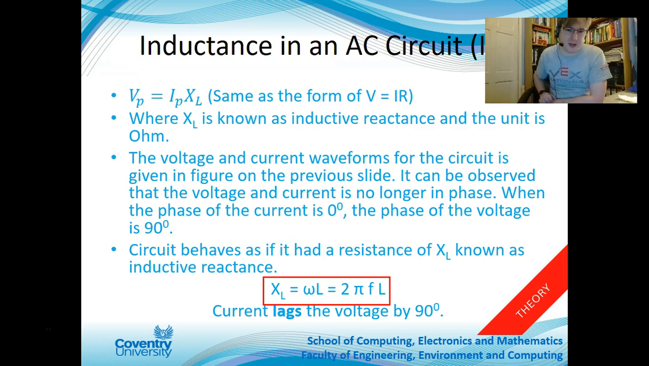So Vp is equal to Ip XL, the same form as V equals IR, where X is the reactance. Essentially, if we also want a direction, then XL is equal to omega L, which is 2 pi fL. If we turn it into the impedance, ZL, we put a j term in there as well to represent that it's a positive complex number, which means that it has a phase of 90 degrees.